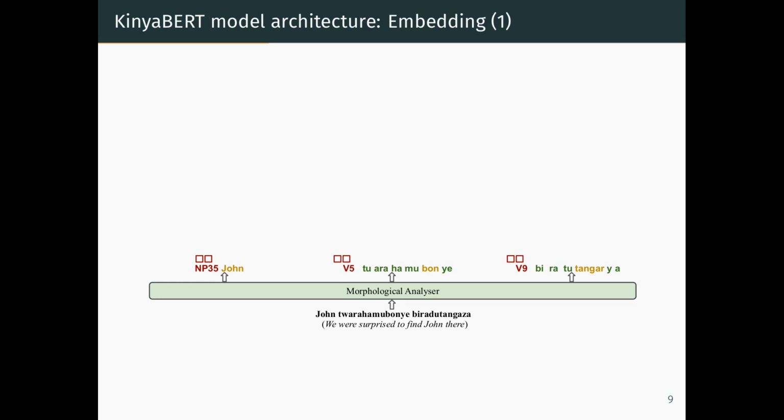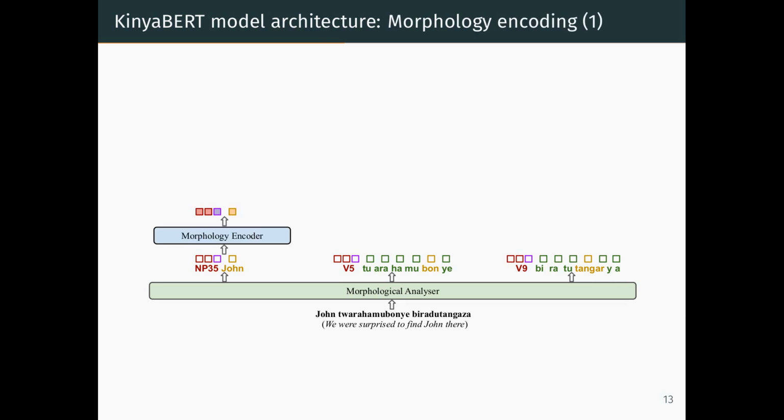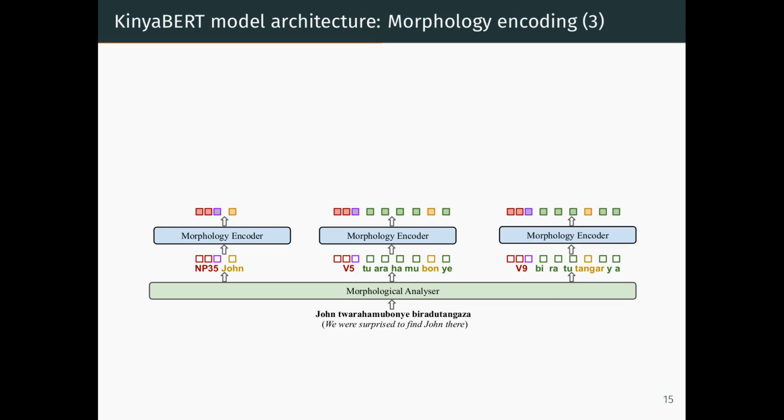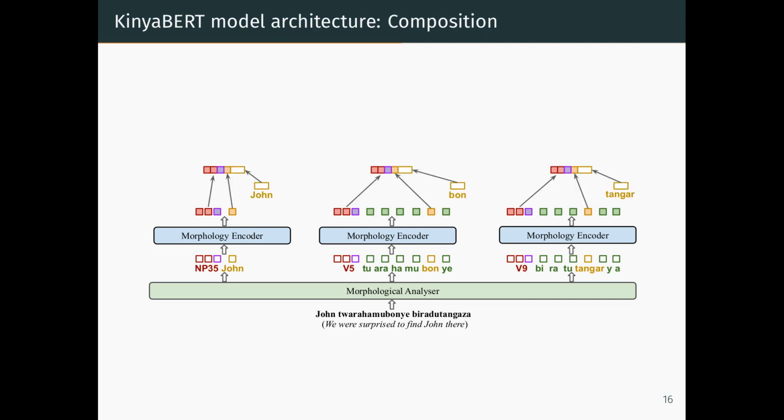After this step, we make embeddings for the part of speech tags, embeddings for the affixes, and embeddings for the stem. These are the morphology level embeddings. We then pass these embeddings through a morphology encoder, which is a small transformer encoder that is applied to each word independently. The outputs are the vectors that are contextualized with the morphological information at each word.